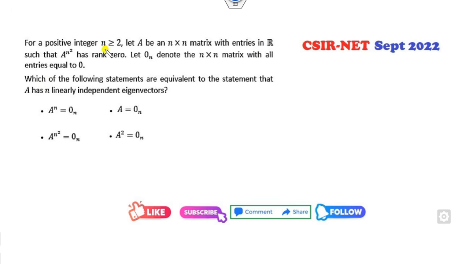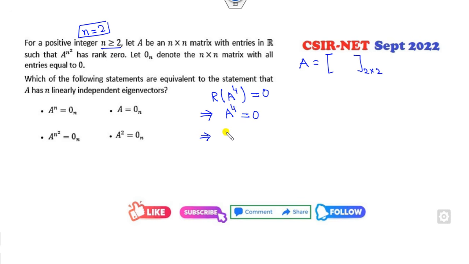Okay, for the positive integer n greater than 2, I can choose A as a 2 cross 2 matrix such that rank of A raised to power 4 is 0. What does it imply? A raised to power 4 is 0. That means A is a nilpotent matrix. Now A is given, and 0 is the zero matrix. Which of the following statements are equivalent to the statement A has n linearly independent eigenvectors?